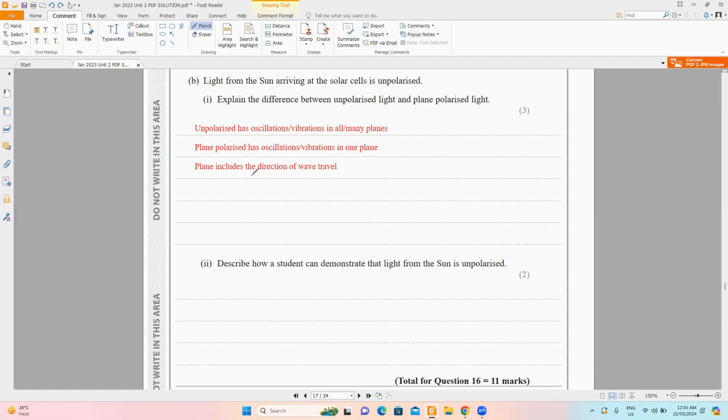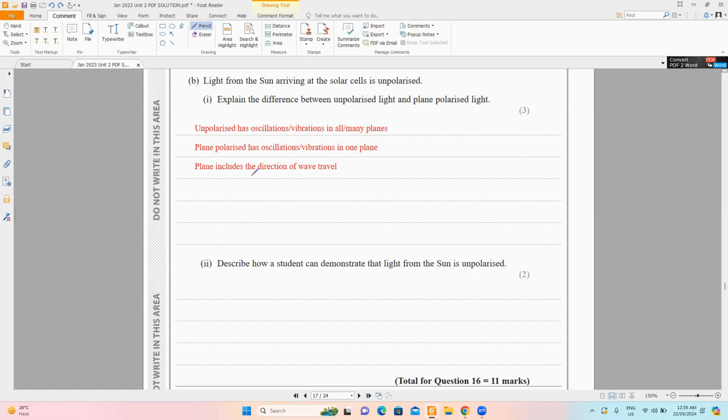For this paper, you can clearly see it's laid out perfectly clearly in the mark scheme. The first section is for plane, the second section is for direction. My request to everyone would be, do not mix the two concepts up. Keep them separate. Either you construct in terms of plane or you construct in terms of direction.